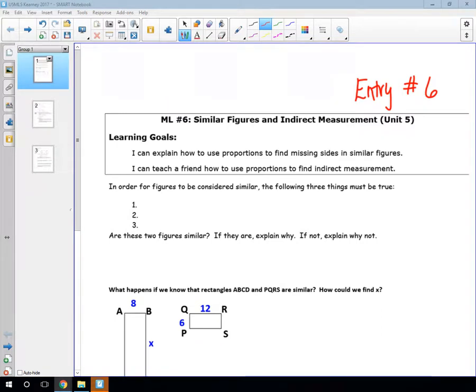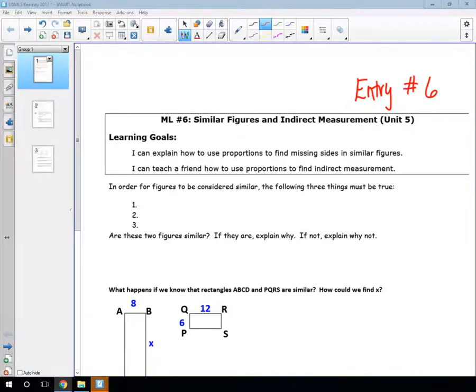All right, very good. So our 2 learning goals: we want to be able to use proportions to find missing sides in similar figures. So we're going to be seeing that we've got 2 figures and looking for a missing side. And we're going to be using this thing called indirect measurement, which we'll get to later. So let's take just a moment and go over the 3 things that make something similar. In order for 2 figures to be considered similar, these 3 things need to happen.